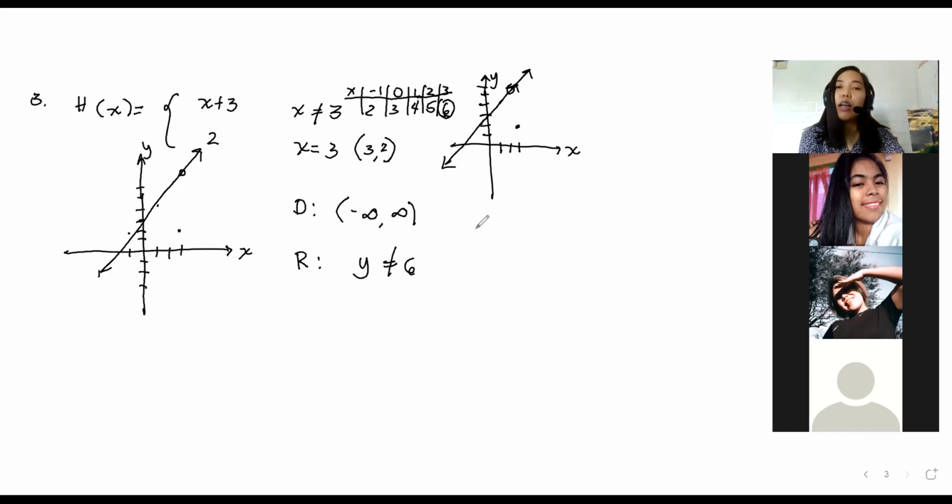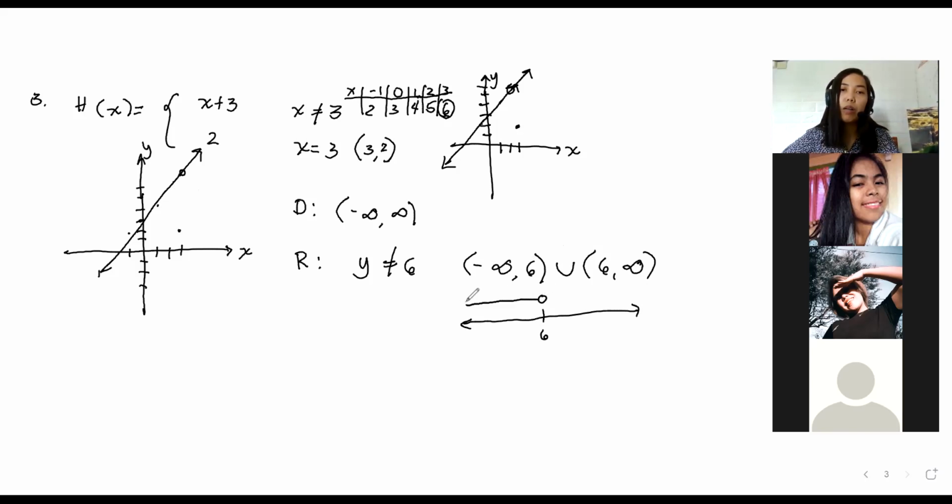Ang ibig sabihin nito, class, ay negative infinity. Yung sinabi ni Ira, negative infinity to 6. But it's open to 6 kasi hindi kasama eh. Union 6 to positive infinity. Kapag ginrap yan, kasama ba si 6? Ay, hindi kasama. So, pag ginrap natin yan, ang ibig sabihin yan, ito. Negative infinity to 6, open to 6, pag ganyan. Tapos ito, union, 6 to positive infinity. Ganun siya. Going to the right naman. Ito lang talaga ang hindi kasama.